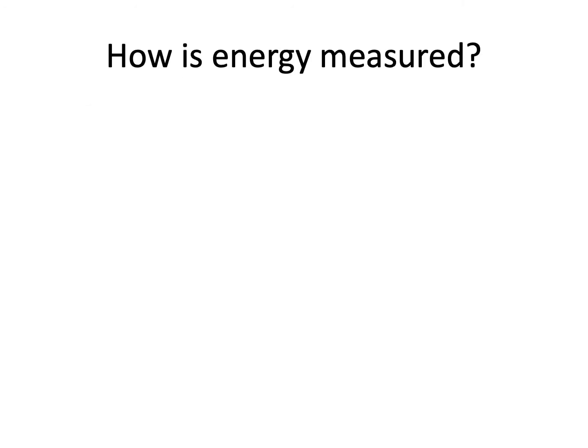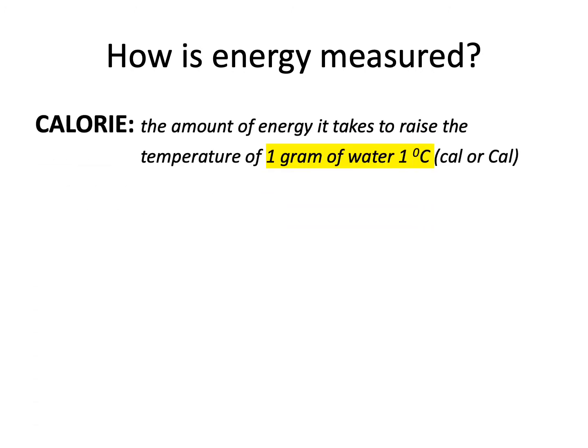Now we're going to talk about how heat is measured. We'll talk about the calorie and the joule. The calorie is the amount of energy it takes to raise the temperature of 1 gram of water 1 degree Celsius. We can either have the little c calorie or the big C calorie. The little c calorie is going to be a smaller unit, where the big C calorie is going to be a larger unit. We'll have the conversion here in a second.